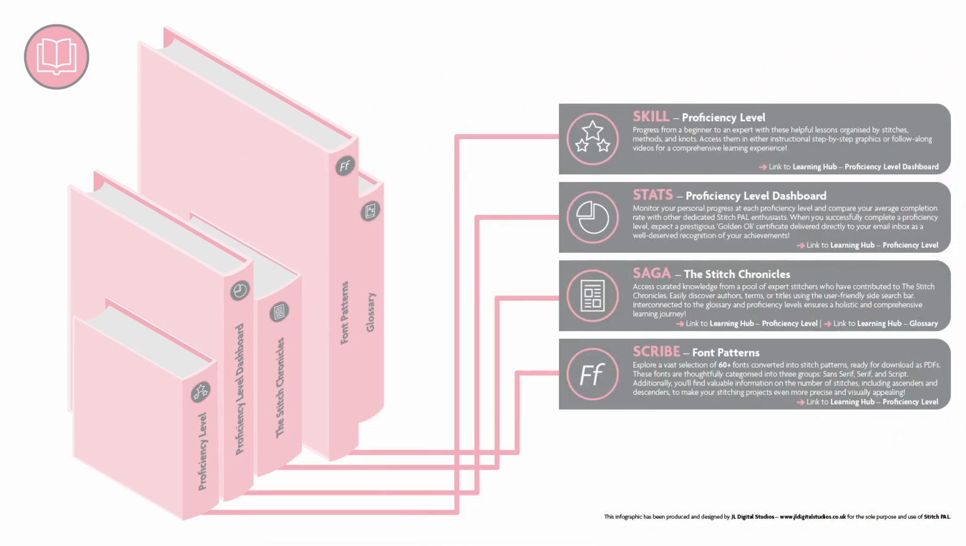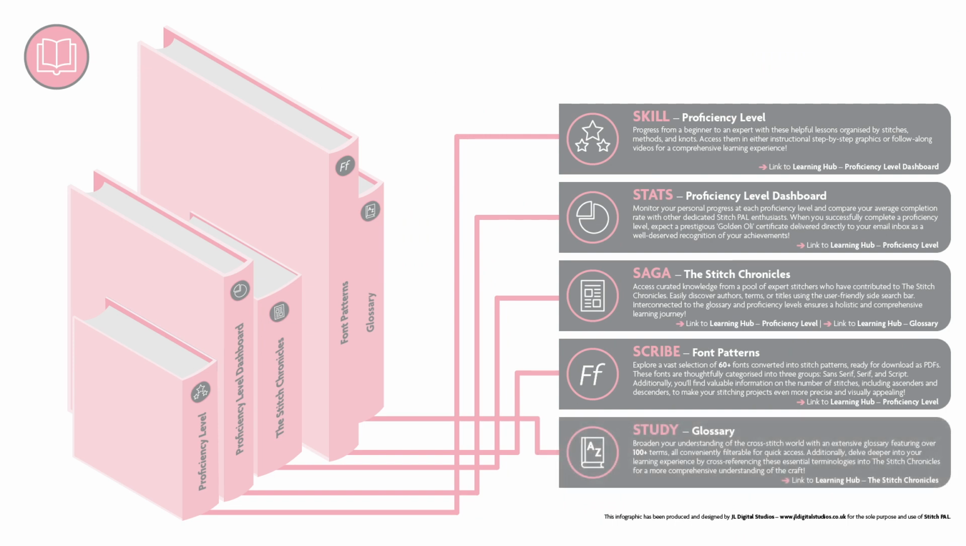The final chapter is about the glossary. Broaden your understanding of the cross-stitch world with an extensive glossary featuring over 100 plus terms, all conveniently filterable for quick access. Additionally, delve deeper into your learning experience by cross-referencing these essential terminologies into the Stitch Chronicles for a more comprehensive understanding of the craft.